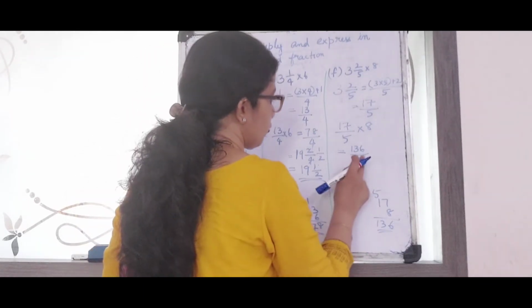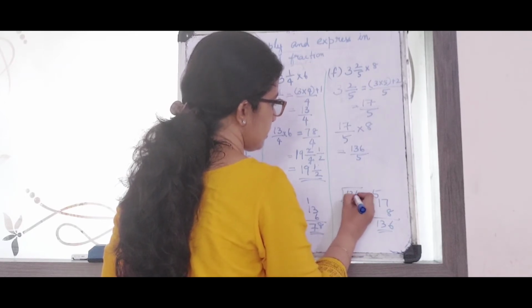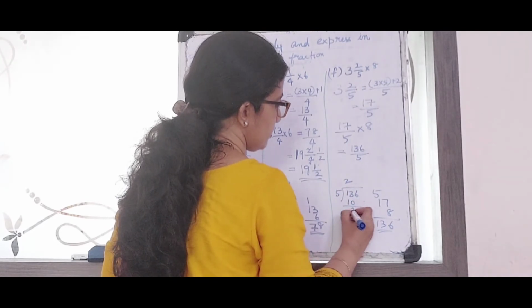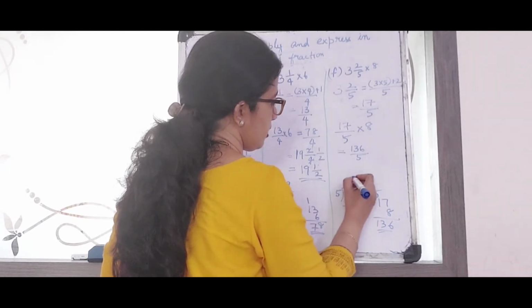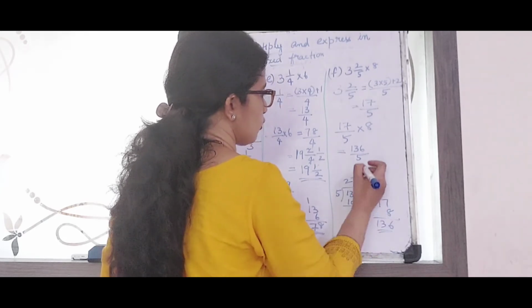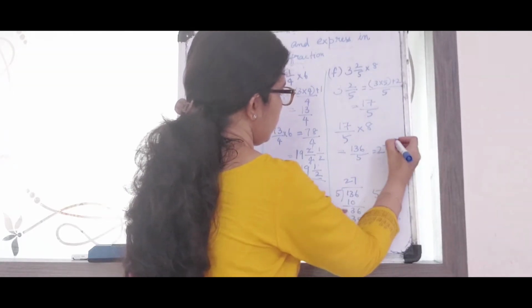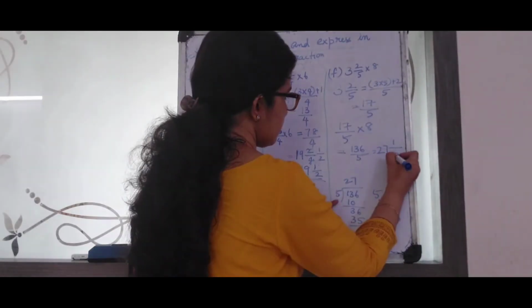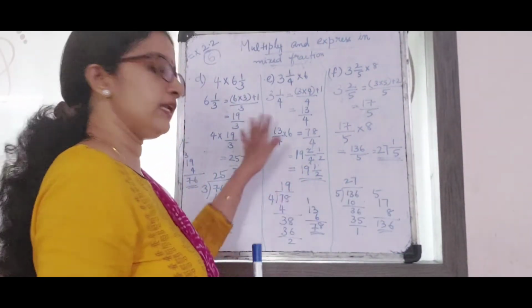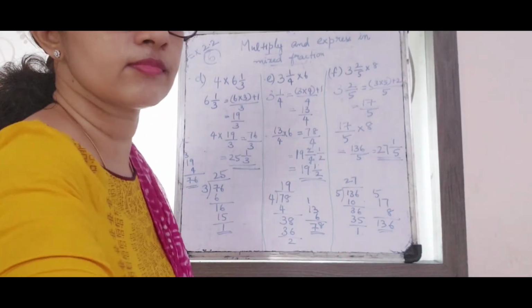Okay. So now how to convert this into a mixed fraction? 136 divided by 5. 2 5s are 10, 3, you have to put the 6 down. 7 into 5 is 35, 1. So the quotient is 27, the remainder is 1, the divisor is 5. So 27 1/5 is the answer. So clear with all these things? Okay, now let's go into the next problem.